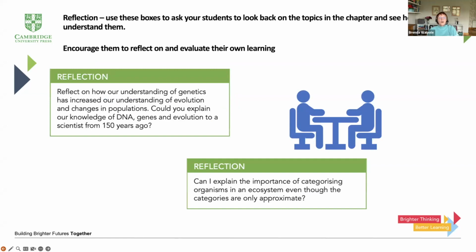Again, another aspect of the IB philosophy: reflection and evaluation of learning. At the end of every chapter, you'll find a little reflection box. Reflect on how our understanding of genetics has changed. Could you explain genes and evolution to a scientist of 150 years ago? And can I explain the importance of categorizing organisms in ecosystems even though the categories are only rough and ready? So reflection and evaluation, a nice IB feature that we have included so that it gives you a start to encourage your students.